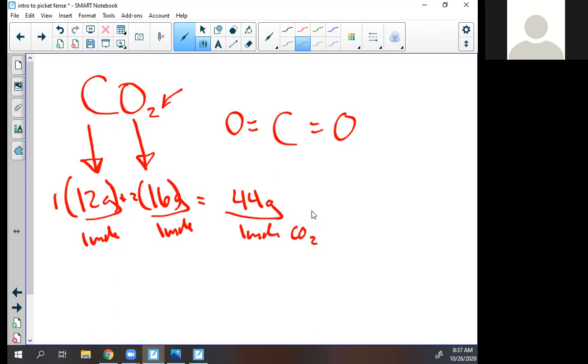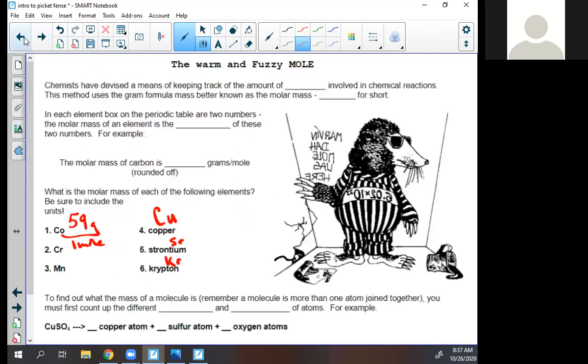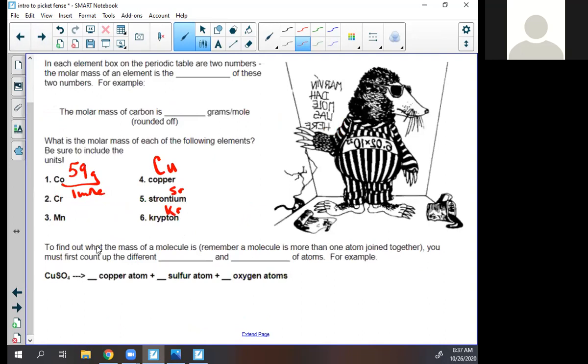So what we're going to talk about now for the rest of the class is, okay, we know for 1, now we just got to apply the subscripts and find the mass of everything. So that's what's next. It says, all right, to find out what the mass of a molecule is, remember a molecule is more than 1 atom joined together. You must first count up the different types and numbers of atoms. I might have those backwards, but it doesn't really matter.